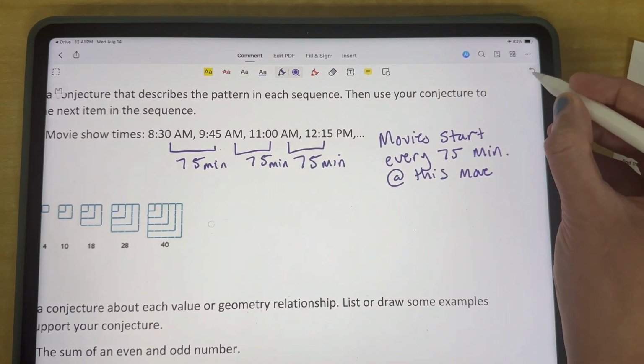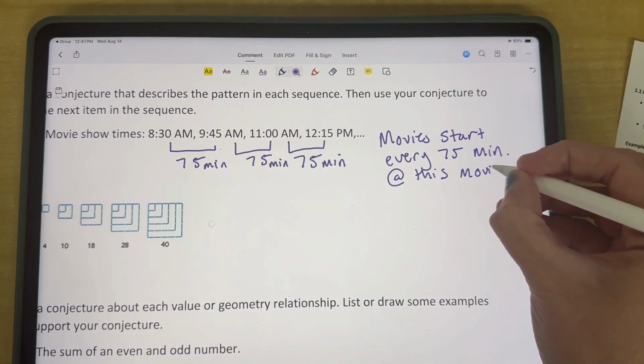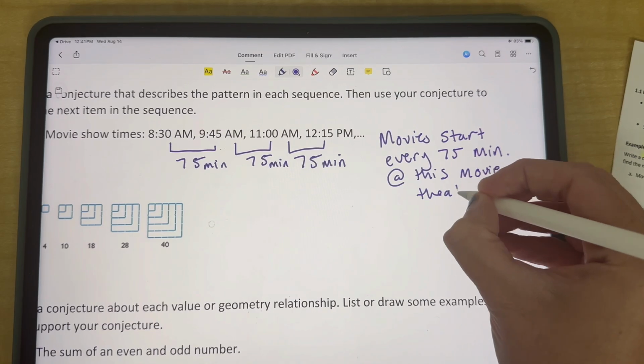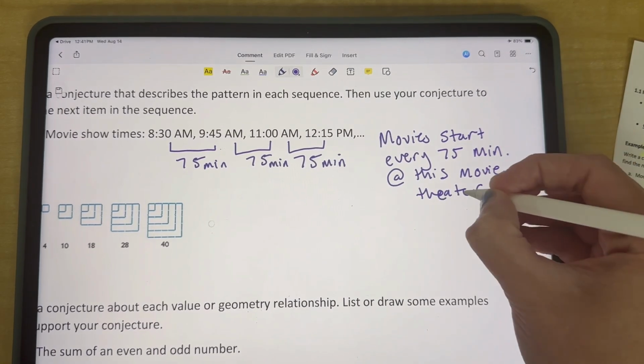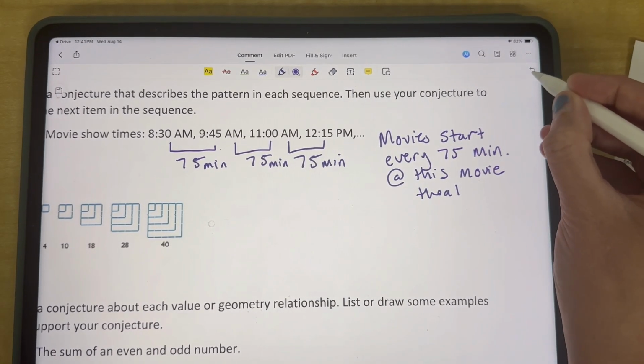Oh, what am I doing? Look at my handwriting.